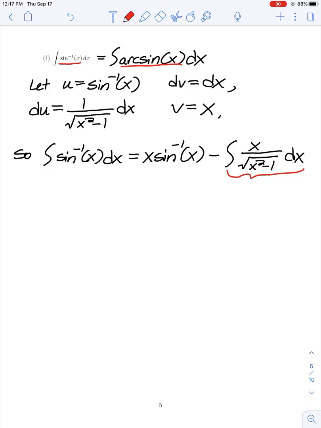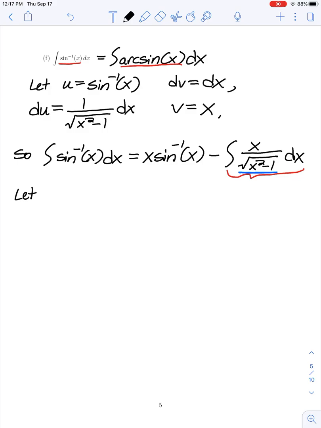To evaluate this, we could make use of a substitution. When I look at this integral, I see that my denominator involves a composite function, not just the square root of x, but square root of a function of x. And we've said that when we're trying to integrate these composite functions, that typically suggests that we use a substitution.